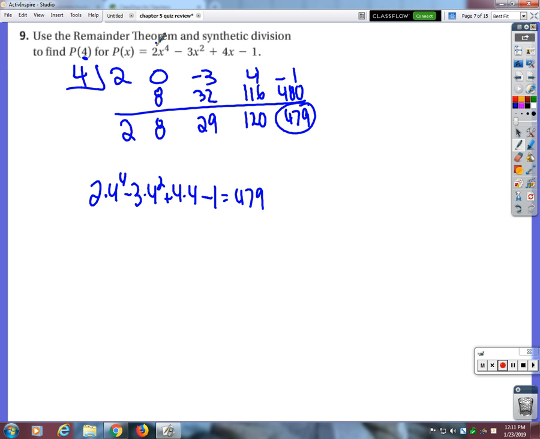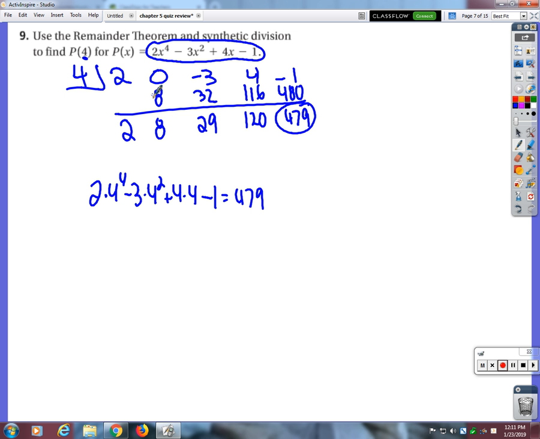Because that's what the original polynomial is. 2 times x to the 4th power minus 3 times, what's that? Yeah, I just plugged it in and got 479. Yep, last number is your answer. So, Ashlyn, these two are the same. Two different ways to get the same answer. Okay?